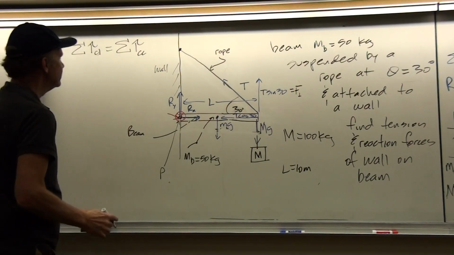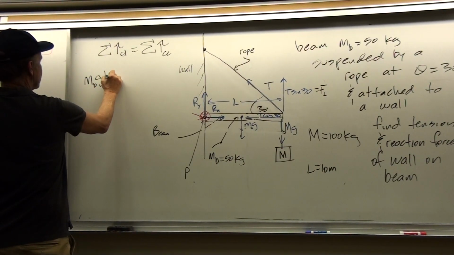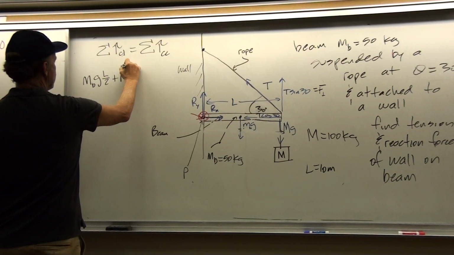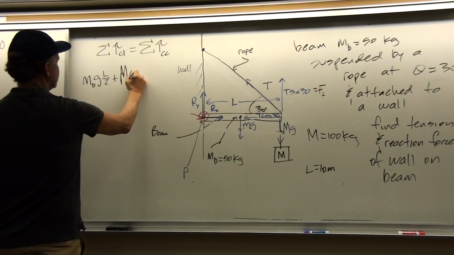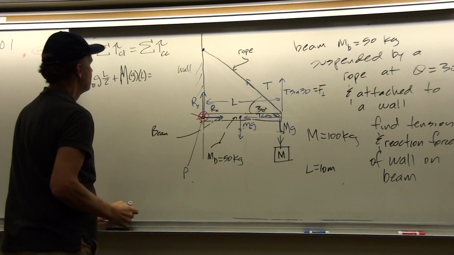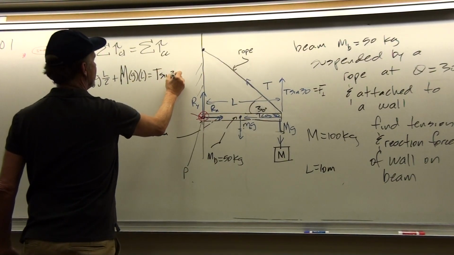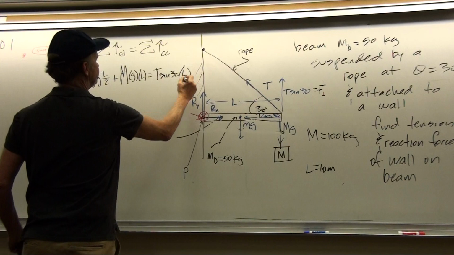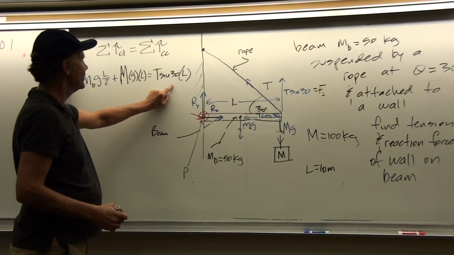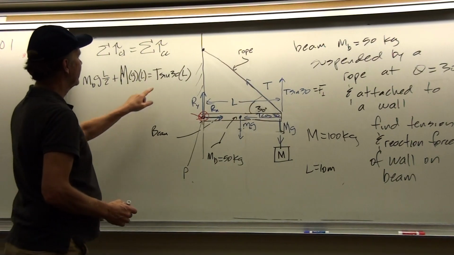Okay, so the clockwise torques, you're going to have mass of the beam times g times L over 2 plus big M, mass of the hanging mass times g times L equals T sine 30 times L. Okay, now we're in business because this third equation only has one unknown.